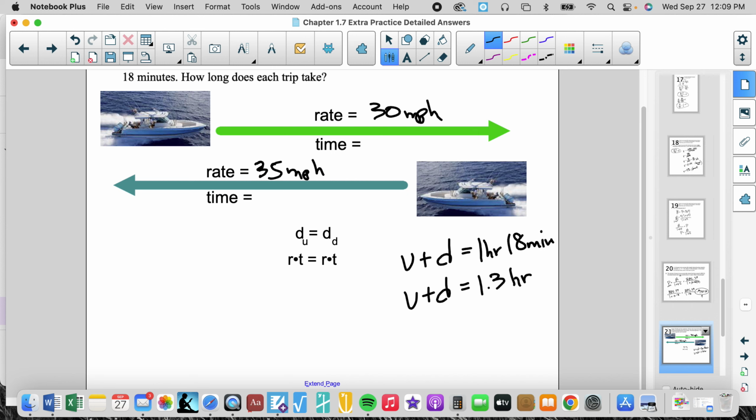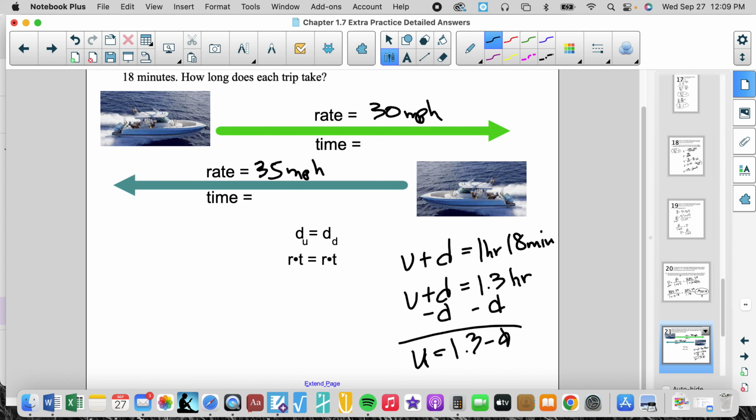Now, if I want up, I would subtract D. So we know that U equals 1.3 minus D. And our objective is that we can't have U for time and D for time, because that doesn't give us the same variable.